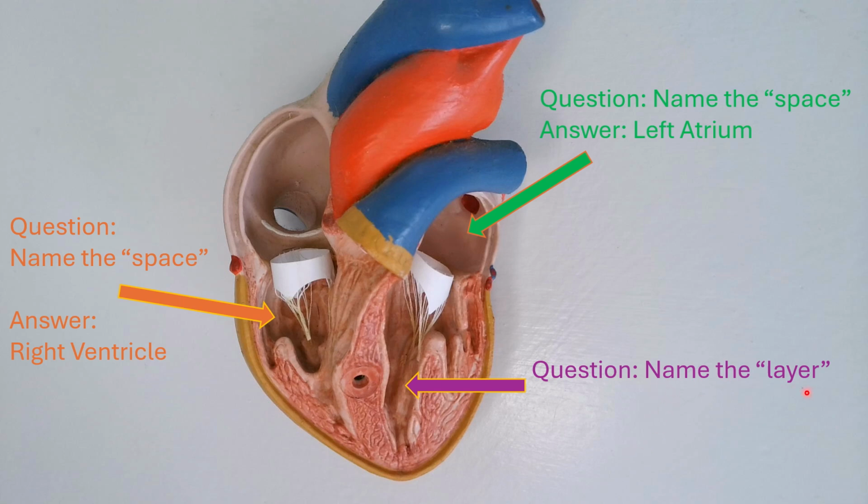This one, name the layer. Be very careful with the verbiage. This one is the endocardium. It's the innermost layer, so any part of the heart in any of these atria or ventricles, any part that if we were to point to and say name that layer, that's the endocardium. So be careful with the verbiage.